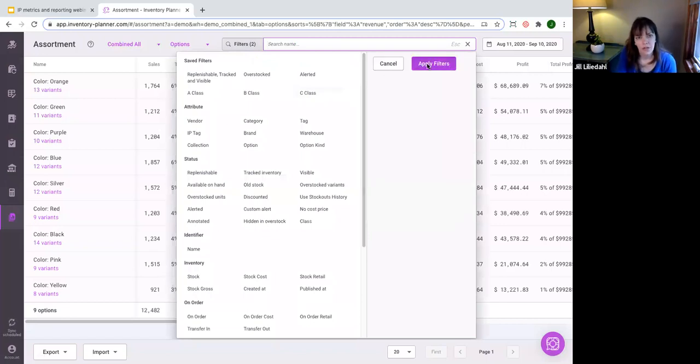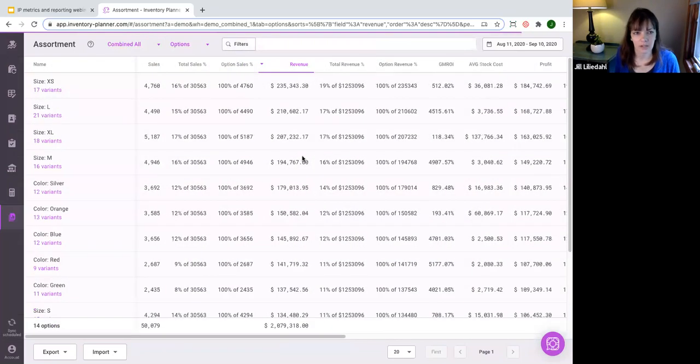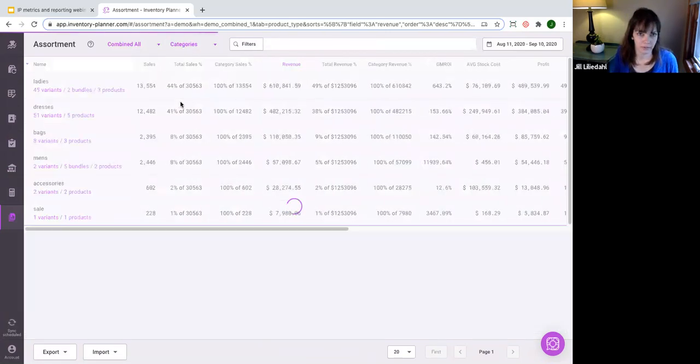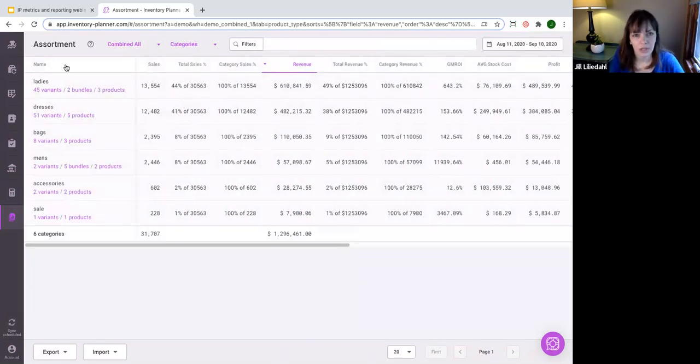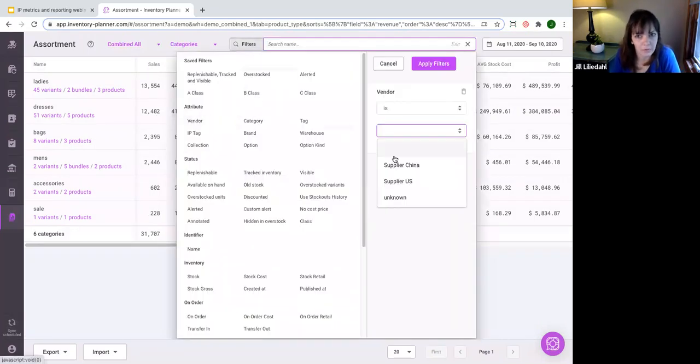Another use of the assortment report, and this is not necessarily for new items, but is looking at just overall, how do we figure out what the performance of our store is? So if we're looking at categories, we're looking at performance across all of our categories. Well, maybe I want to see how one of my suppliers, one of my vendors, performs across all of these categories.